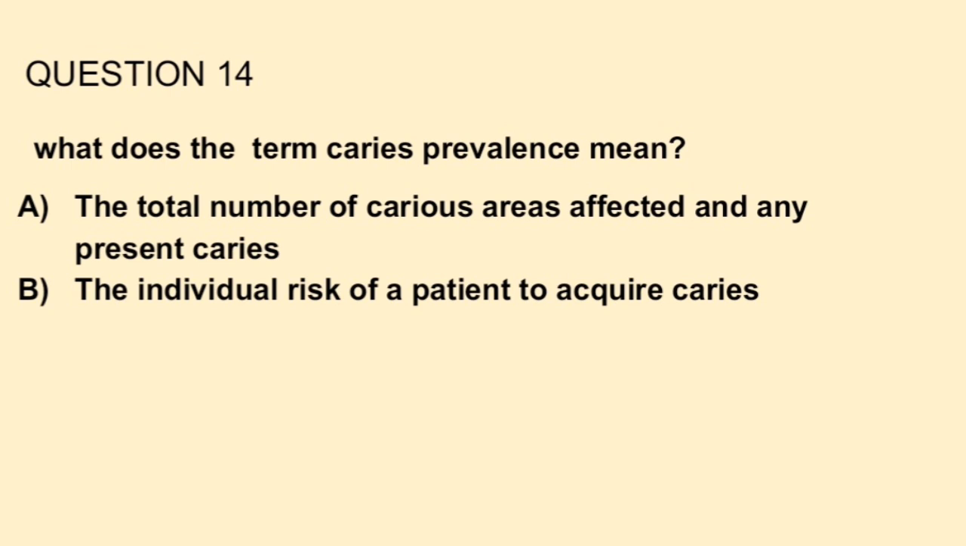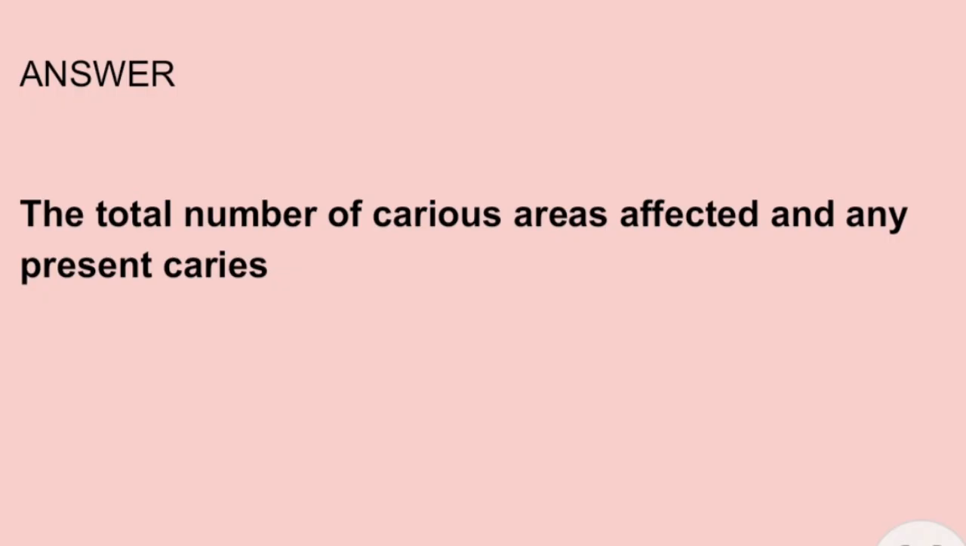Question 14. What does the term caries prevalence mean? A. Total number of caries areas affected and any present caries, or B. The individual risk of patient to acquire caries. The answer is total number of caries areas affected and any present caries.